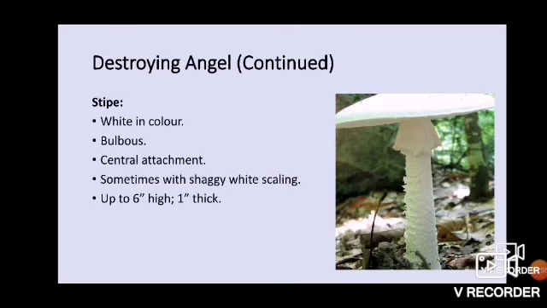The stipe is white in color. It is bulbous. If you recall from the size reference photo, there was a big ball at the end of the stipe. It has a central attachment to the cap, and then it often has this shaggy white scaling running up it. You can see that very clearly here in the photo. Again, that would be fairly soft. It would feel almost like you're touching carpet or something like that.